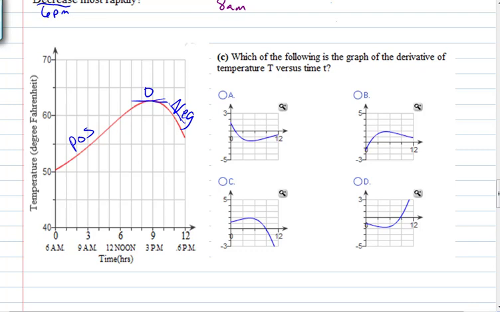And then when we start decreasing, right here, the slope is going to be negative. So I'm looking for a graph over here that goes from positive to negative, and it's equal to 0 about 9. So we go from positive to negative, and we're equal to 0 about 9. It does look like C.